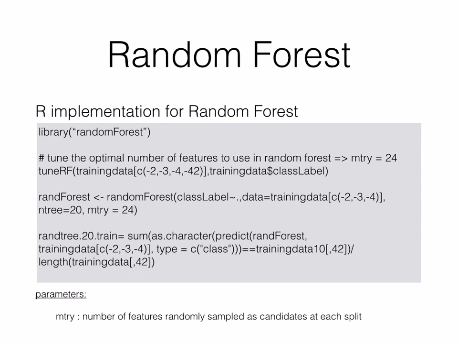So, the implementation here is also not that difficult. We have to tune the random forest. You have a function called tuneRF. tuneRF helps you to find the optimal number of features to use in random forest, and then you can apply the number of trees you should use from it, and then put it in the random forest function.